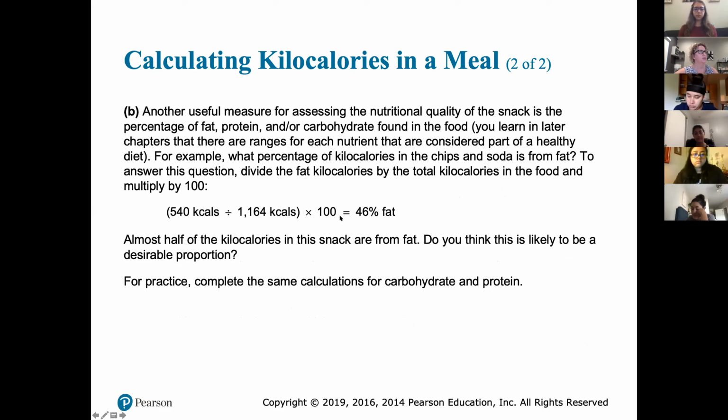Then what you're going to do here is take, this is what? 540 was the amount of what? How many calories was that? That was the calories coming from fat. So if we wanted to look at this and see 540 calories divided by the total calories, and then to get it into a percentage, everybody knows, right, to multiply by 100, it is 46% fat. So when you eat chips and a soda, it's 46% fat. Now, that's not brain science.